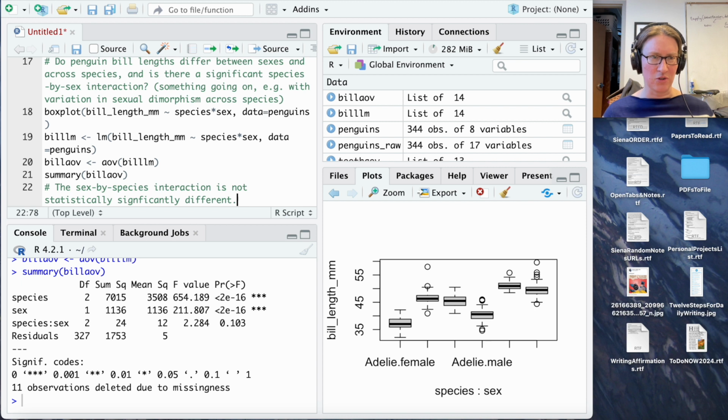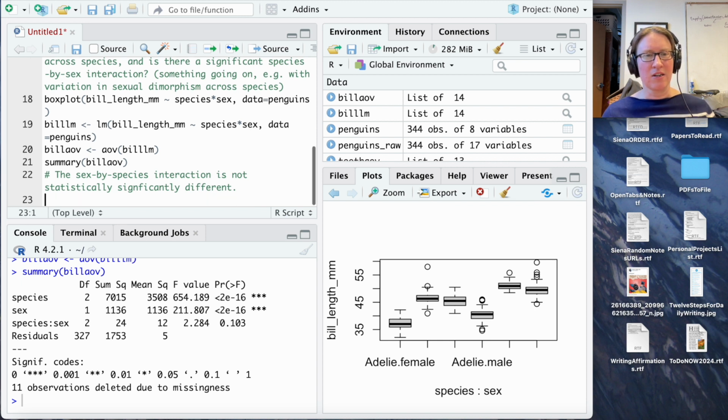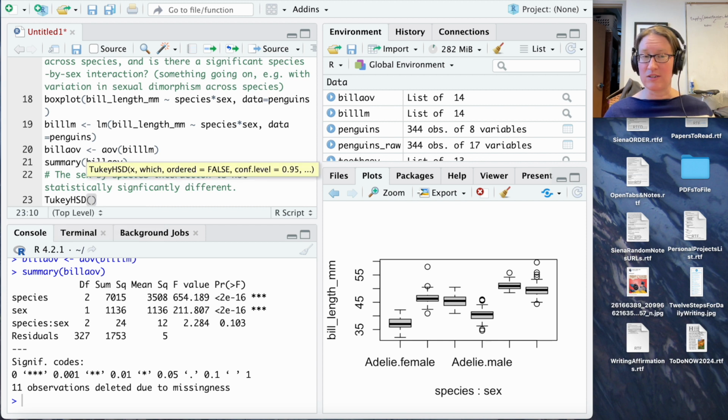Okay, so long story short, there are a couple of different ways that we could dive in to kind of evaluate what's going on at the species level, what's going on at the level of sex. For our purposes, we're going to shortcut through this for the time being, and we can just again conduct a Tukey post hoc analysis.